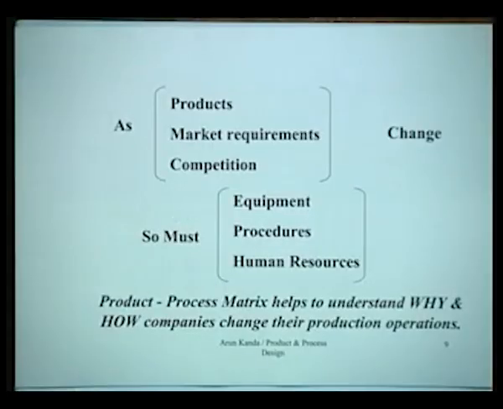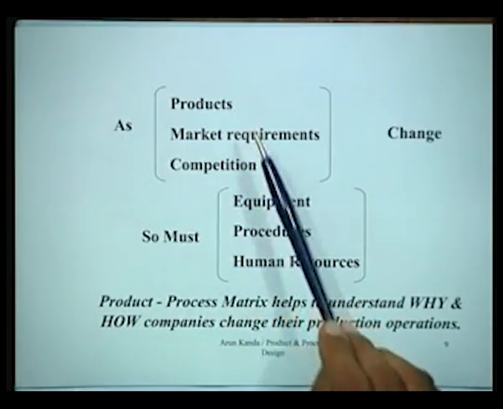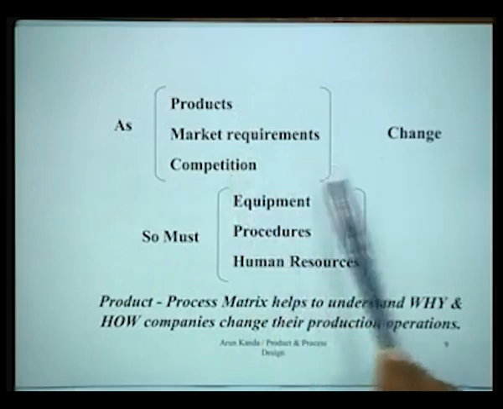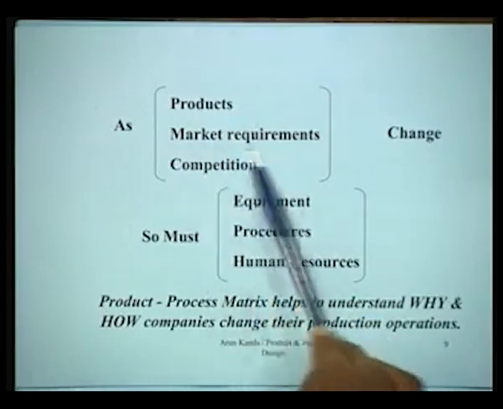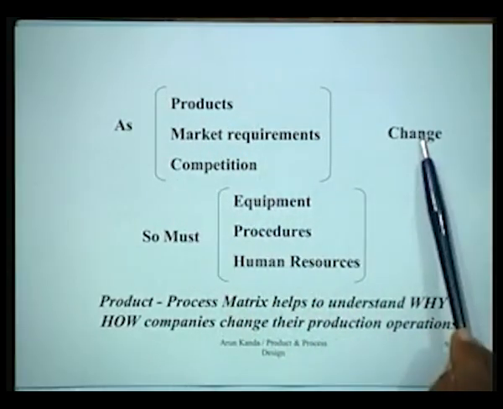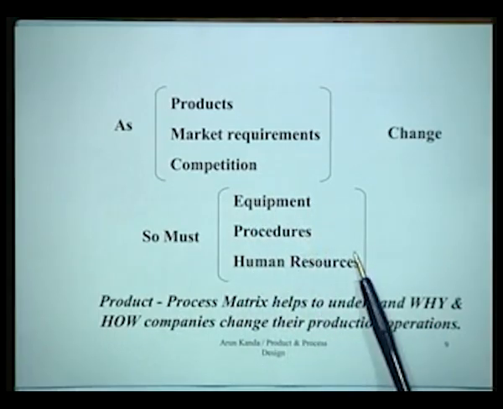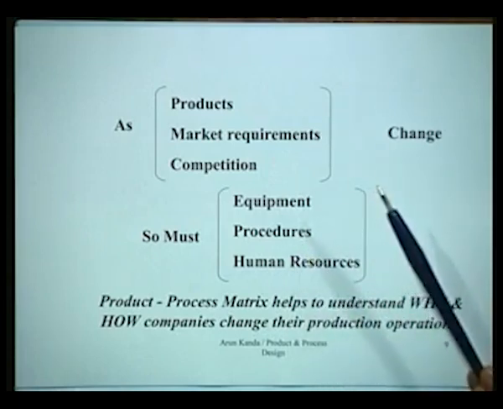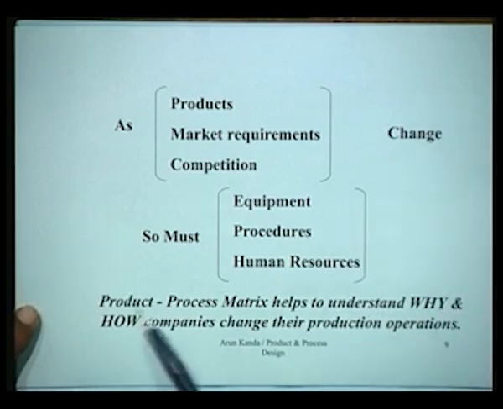So the lesson is that as a company's products, market requirements, and competition change, these are major things for the company. Products keep changing, market requirements keep changing, competition keeps changing. So must the equipment, procedures, and human resources. This is a fact that emerges from the product process matrix, and the product process matrix helps primarily to understand why and how companies change their production operations as they tend to grow.